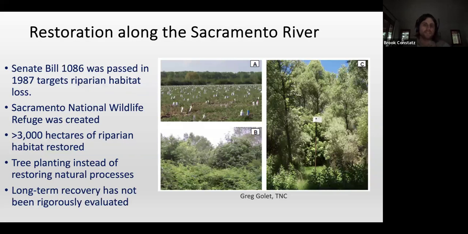So Senate Bill 1086 was passed in 1987, which created the Riparian Joint Venture. And their objective was to create large swaths of restored habitat and put it into the Sacramento National Wildlife Refuge. And here's a picture on the right that shows different stages for the same area over about a 15-year period, taken by Greg Golette and showing a lot of successful tree recruitment on these sites. A lot of this restoration focused on tree planting rather than restoring natural processes, although there were a couple of areas where levees were breached and you got some hydrological connectivity between surface flows and these sites. Some of these restored sites are behind a levee, so flooding is a lot less frequent than it otherwise would be.